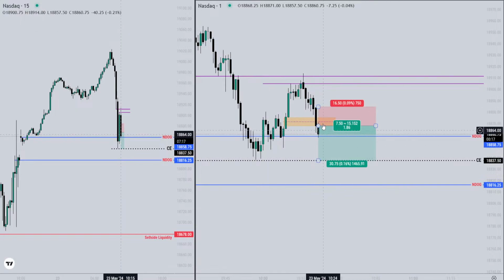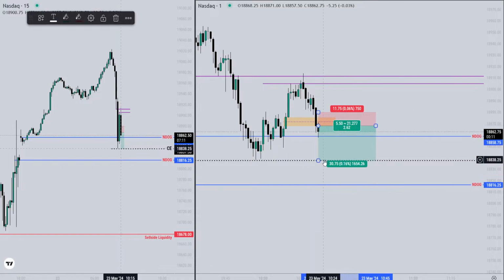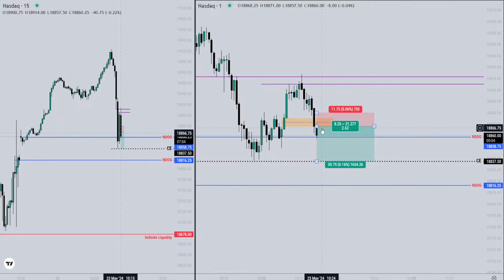But remember, this is low probability. In that type of situation I will put my stop loss over there, 11 handle. So I will take 11 handle stop loss for 30 handle. If it works, I will get 30 handle. If it doesn't work, I will lose 11 handle. It's a low probability either way.